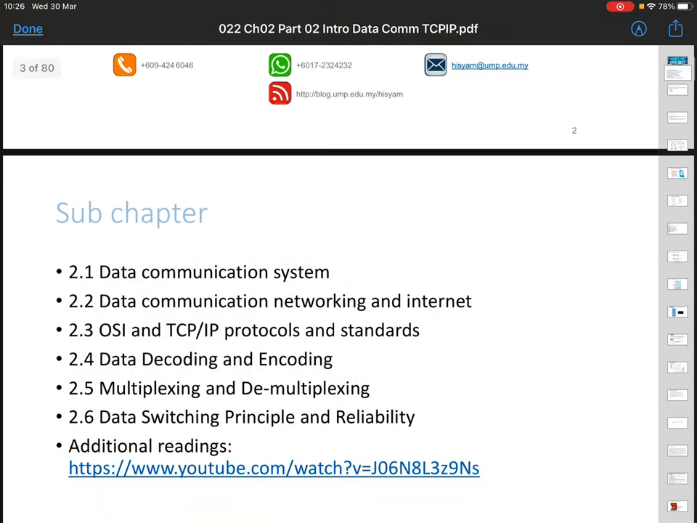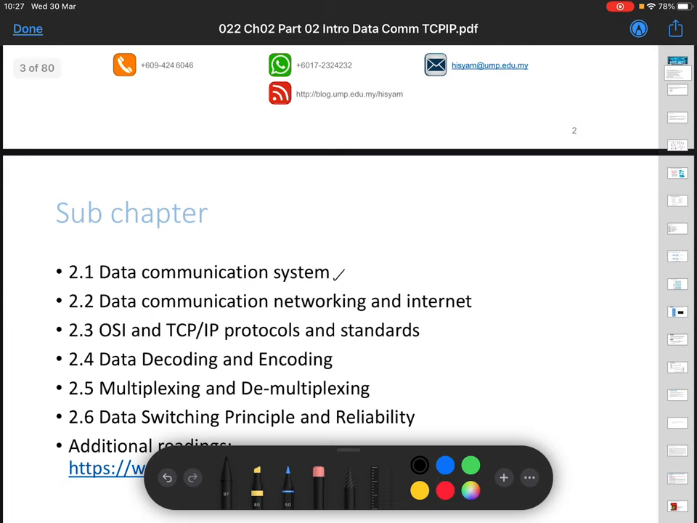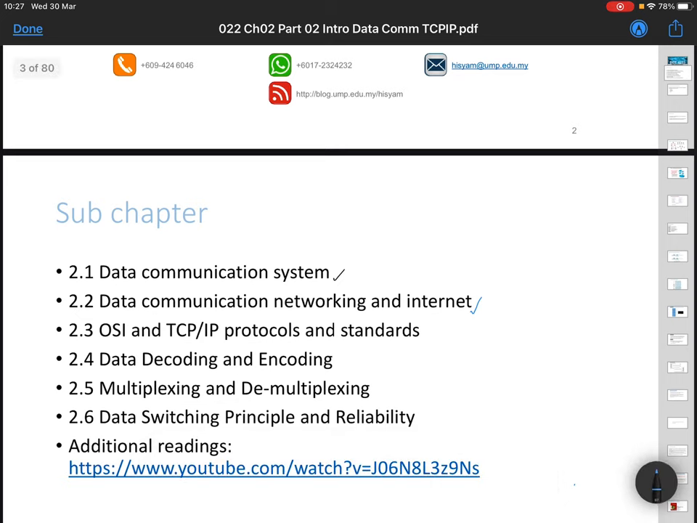Okay, so this chapter covers the subchapters 2.1 until 2.6: data communication system, data communication networking and internet, OSI and TCP/IP protocols and standard, data decoding and encoding, multiplexing and demultiplexing.